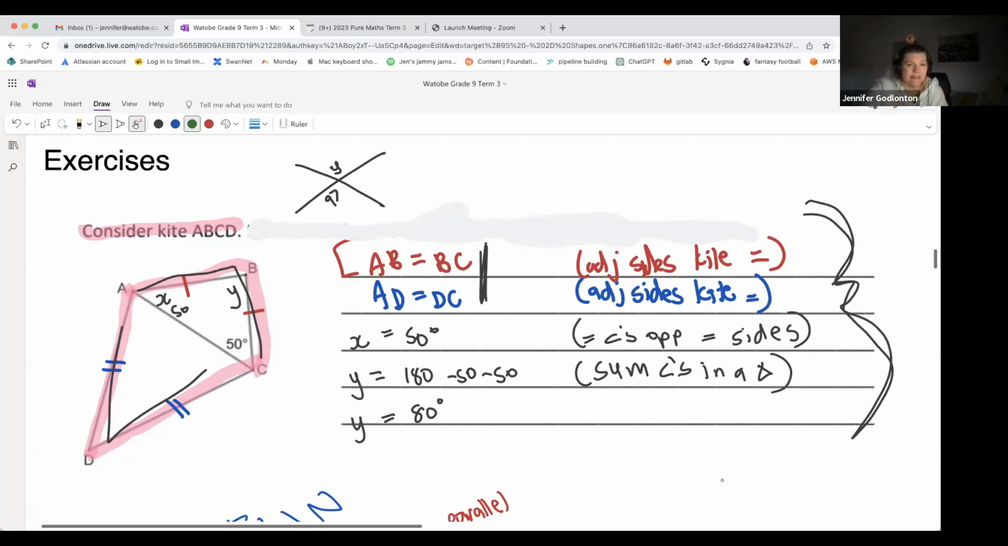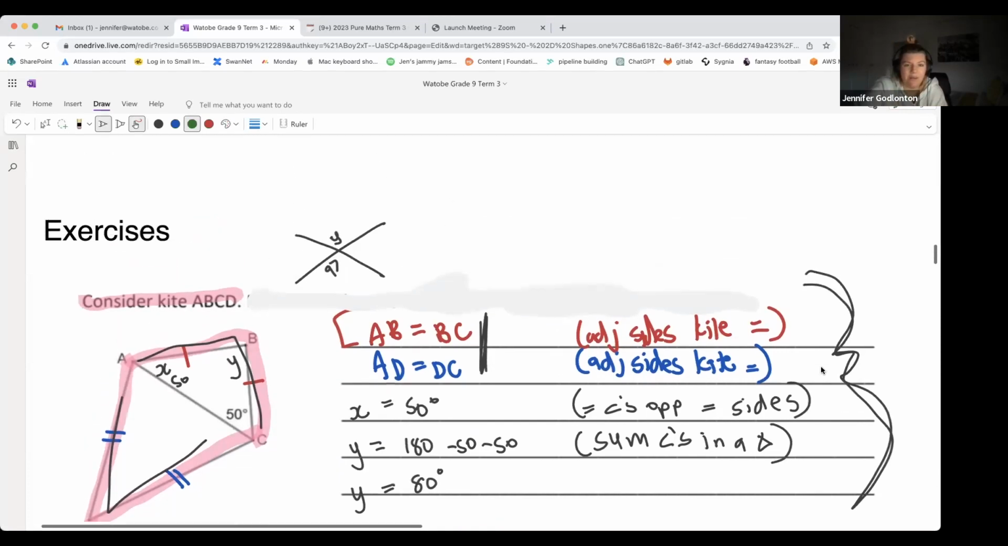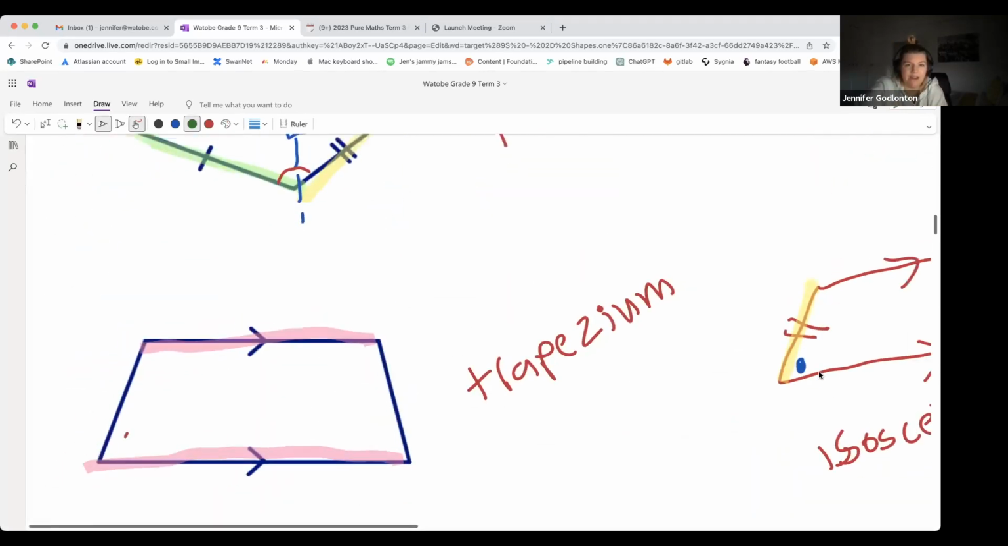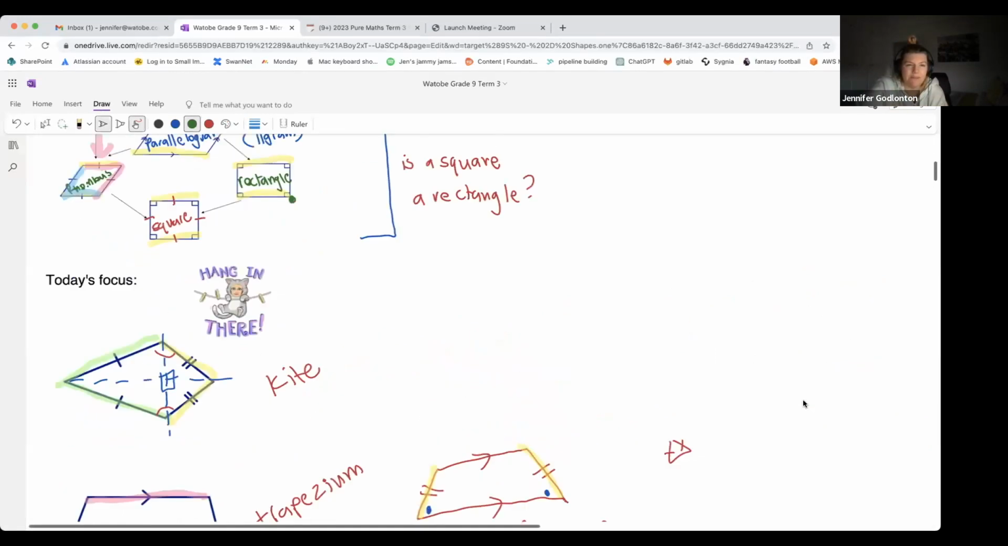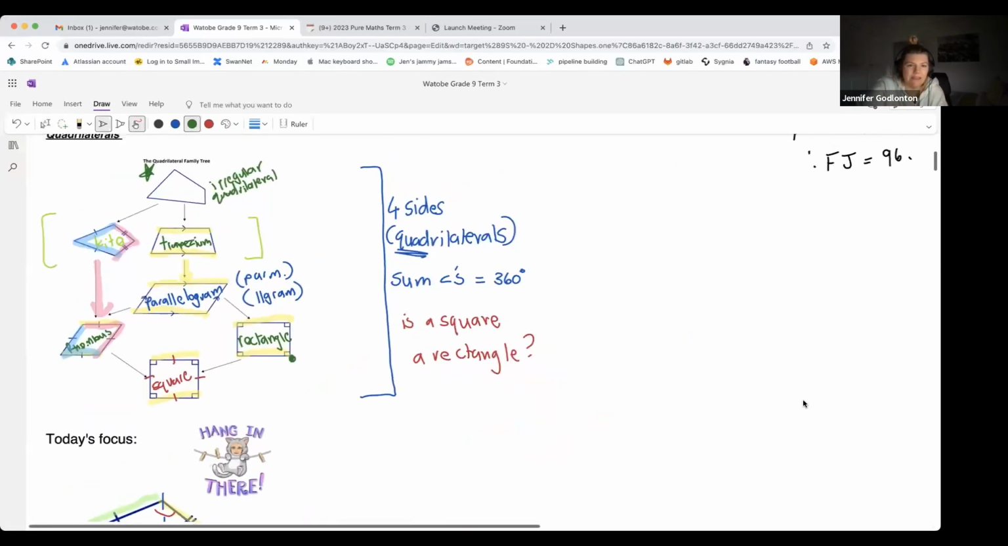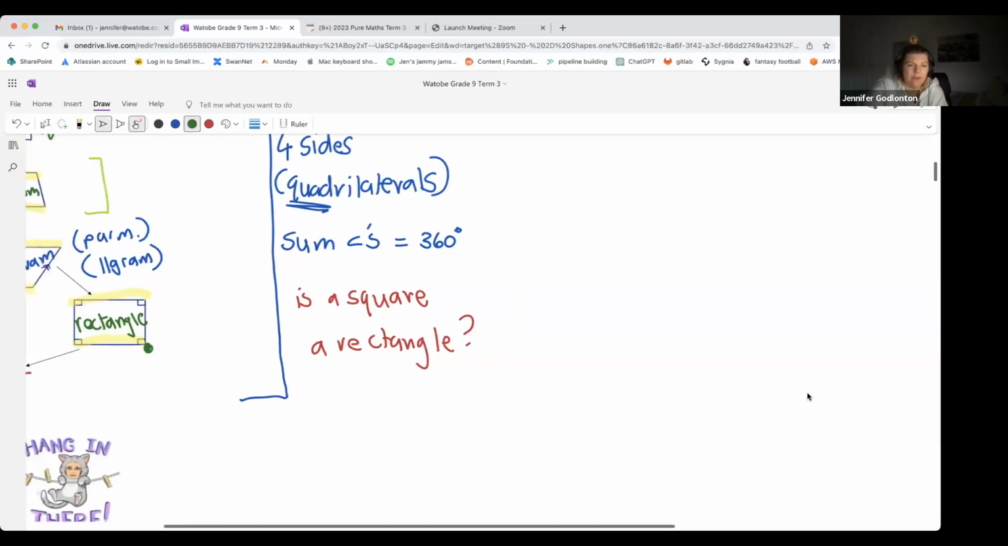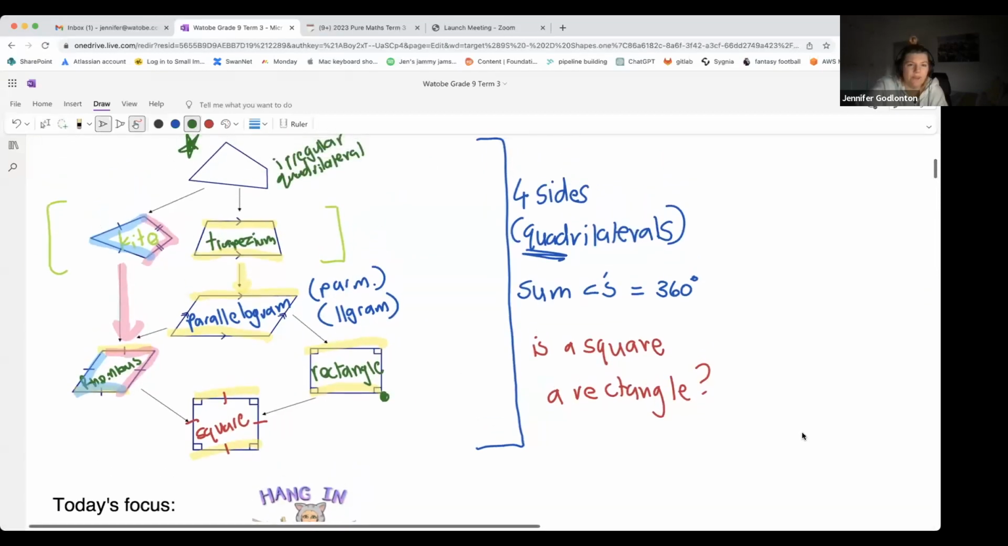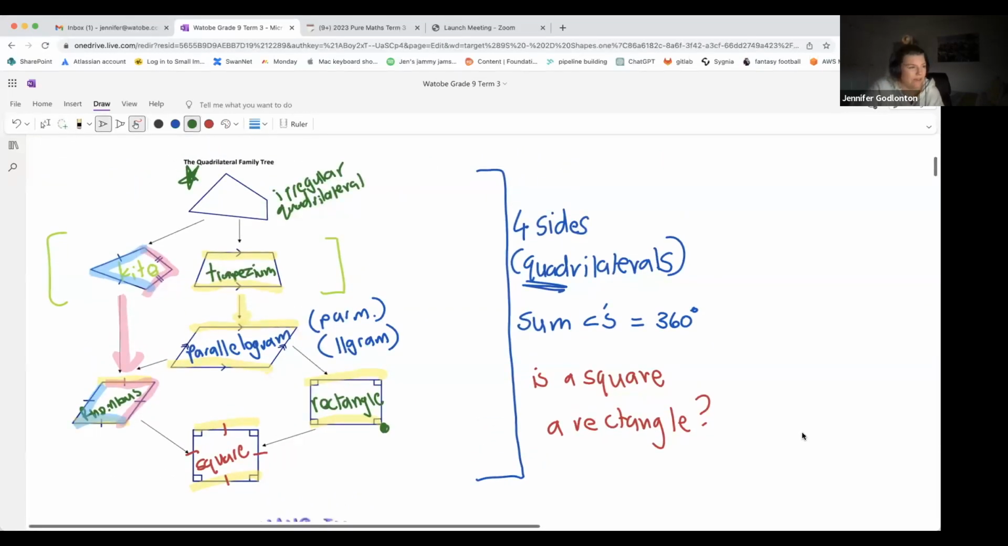Yes, I can, Tato, I can absolutely hop back up to the family tree. It's quite messy, but here we go. Here's our quadrilateral family tree. Well, technically, equations are part of geometry. So if you like algebra, you kind of like geometry.